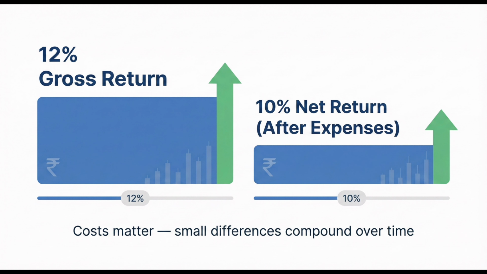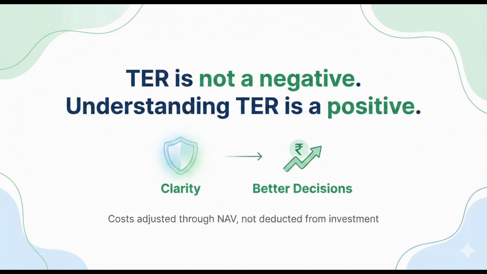TER impact on returns. Suppose a fund earns 12% before expenses. TER is 2%. Your actual return becomes 10%. That is not a loss. That's the net return after professional management costs. This is why TER is not something to fear. It helps you compare funds intelligently.